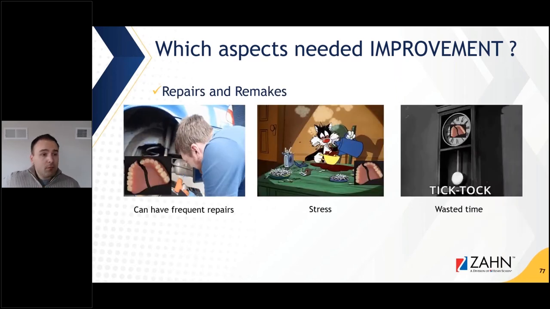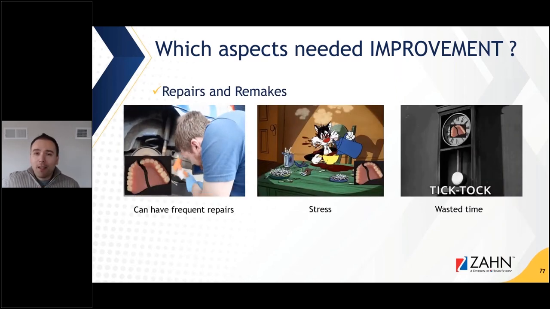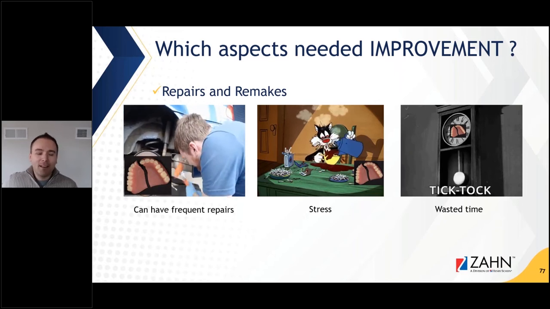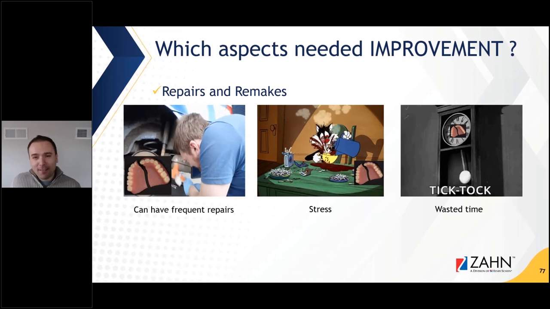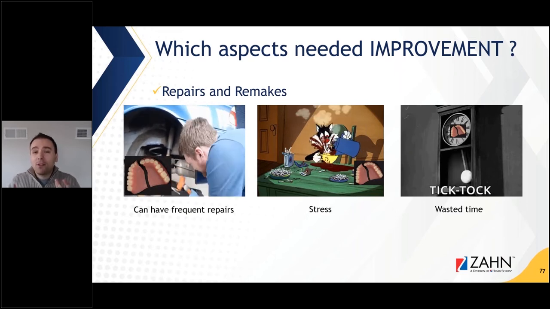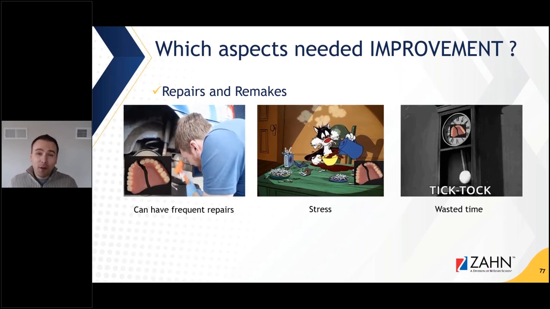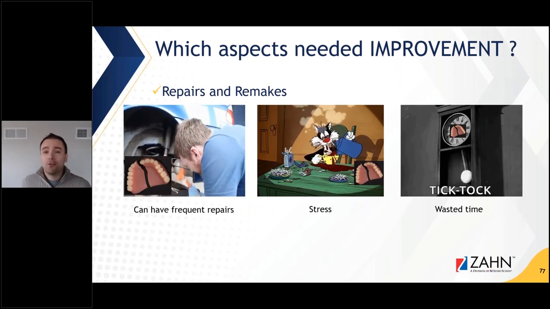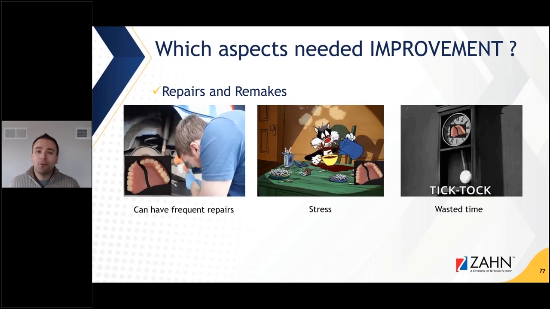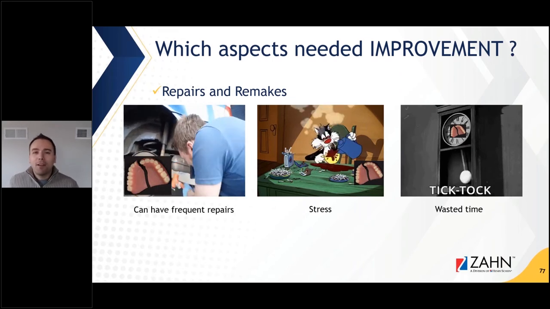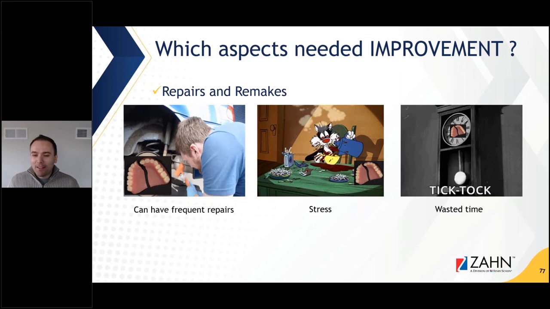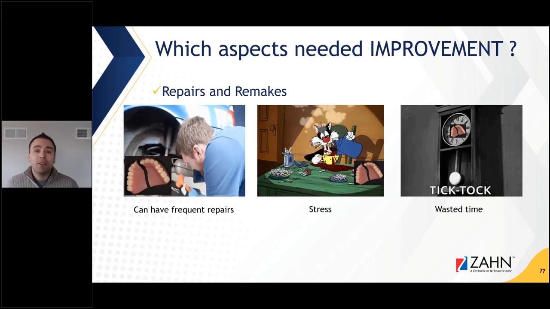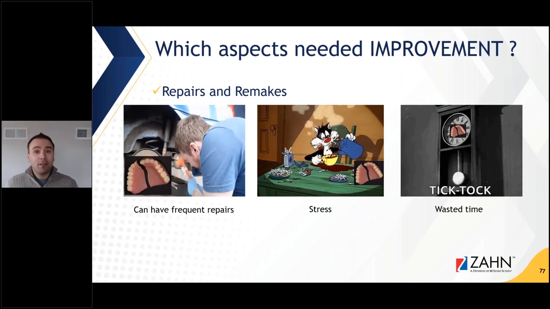So what aspects need an improvement again? The repairs. Dentures can have frequent repairs. It can cause a lot of stress and waste of time. They might not be as reliable. Those repairs can be unpredictable. They're also a removable restoration, so you can easily lose them, break them, a dog can eat them, you know, a neighbor can steal them. So overall, patients and doctors invested a lot of time if the denture ever had to be replaced or remade.